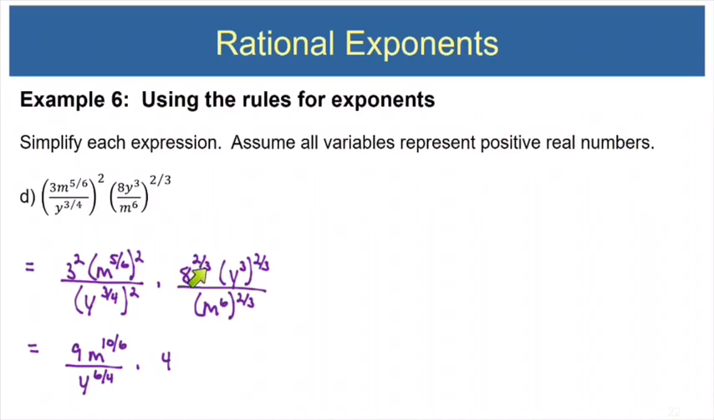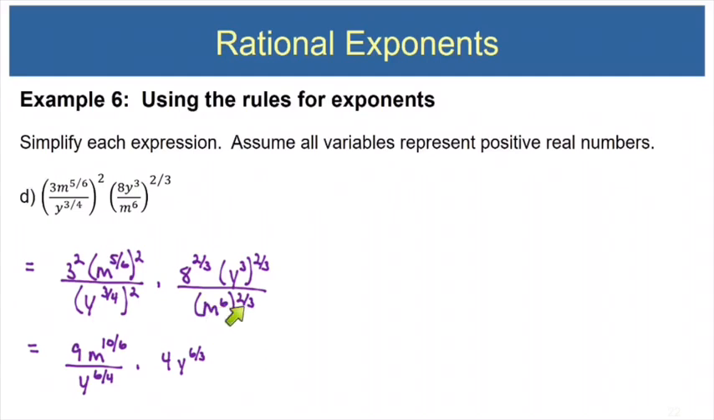So start with the bottom number as the root and then work your way to the power. So we say the third root of 8 is 2, and then 2 to the second power is 4. Here with the y, we have y to the third raised to the 2/3. So we'd be multiplying these exponents, and 3 times 2/3 is going to be 6/3.